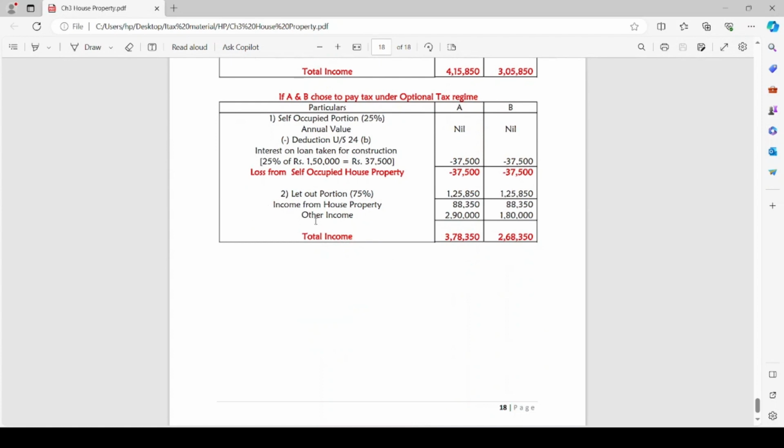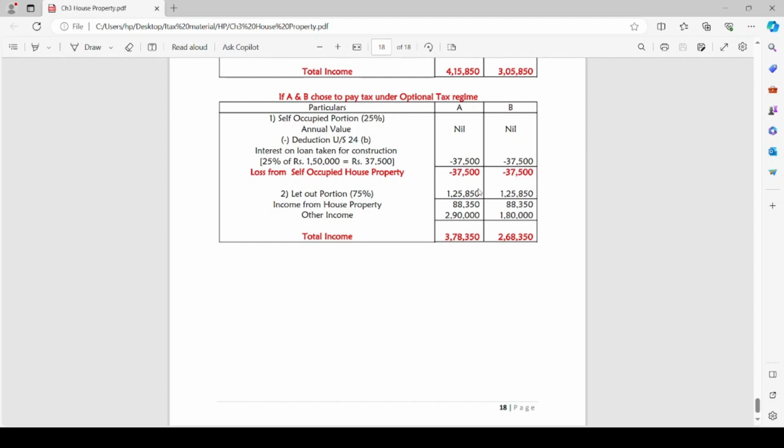So if we take the income from house property for Mr. A, out of 1,25,850, he can claim the loss from self-occupied portion of the house property, 37,500. So the income from house property of Mr. A stands at 88,350. Similarly for Mr. B, his share of income from let out portion is rupees 1,25,850, and loss from self-occupied portion of house property is rupees 37,500.